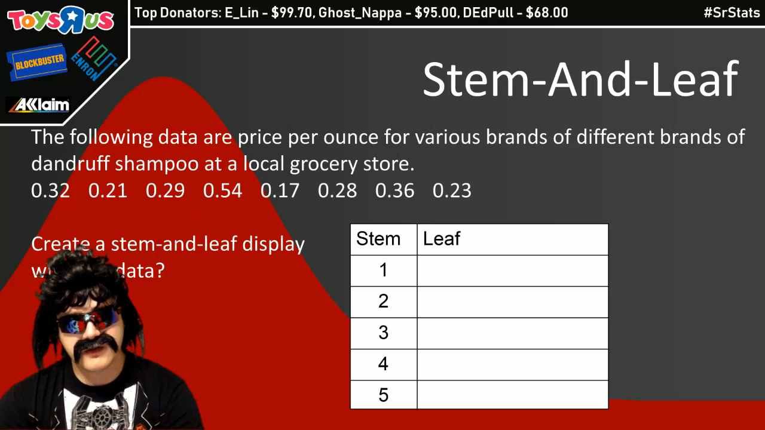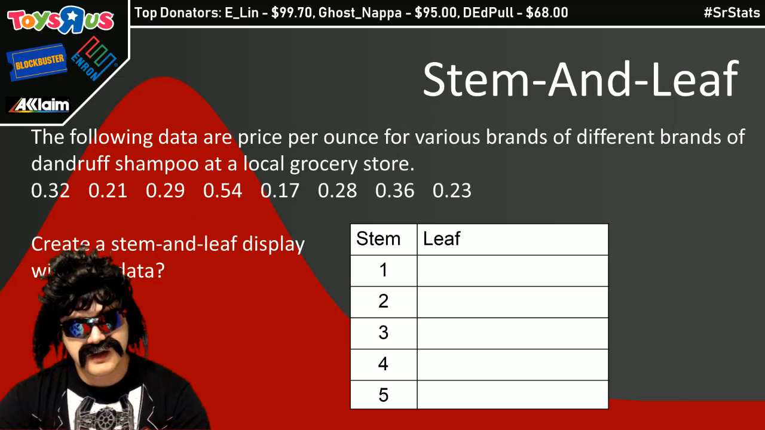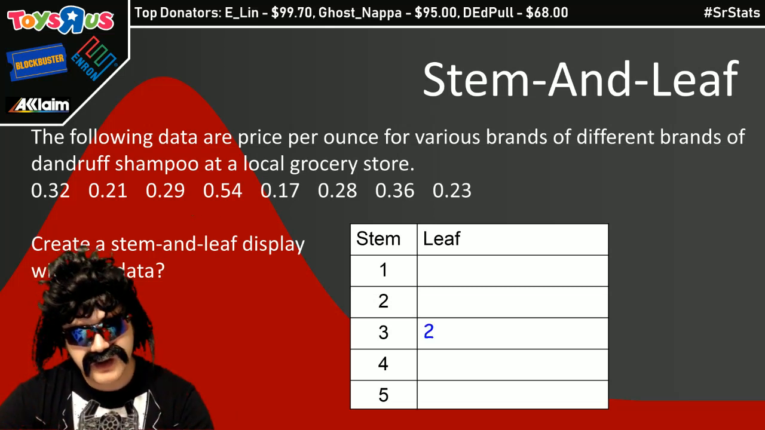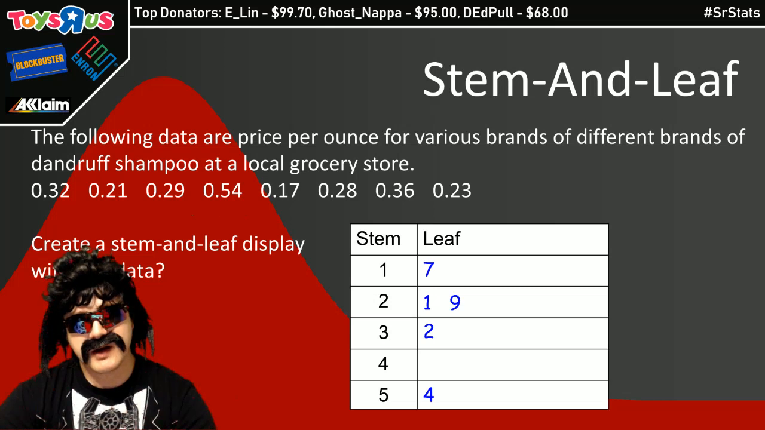If you notice here, we're using the tenths place for the stem. So when we're going through this, we can just go from left to right and fill in the spots. The first one is 0.32, so we take the hundredths place and put that value in for the leaf. So we've got the 2. Then we've got 21, so we put the 1 there. Then 29, 54, so we go down to 5 and put the 4. Then 17, we put a 7 up there. Then 28, we go back to that one and put an 8.